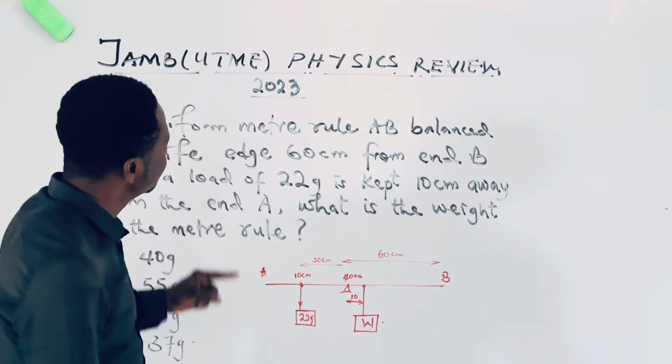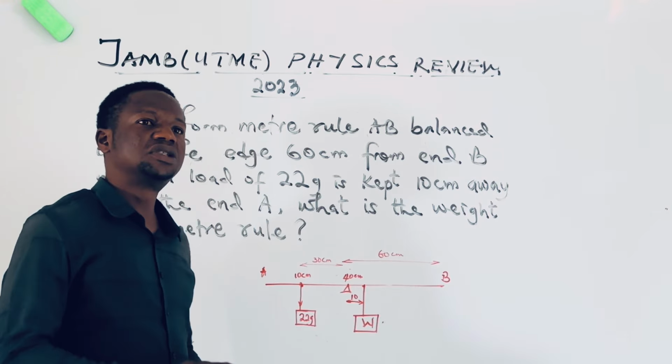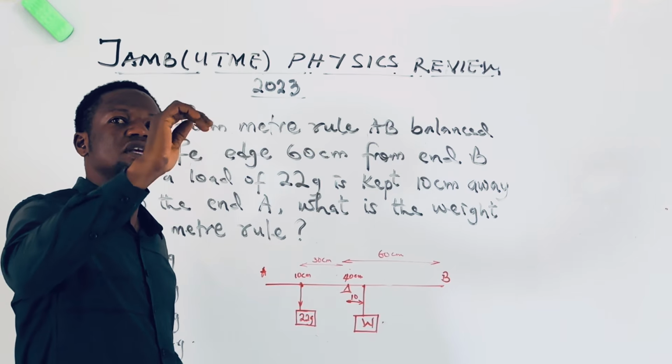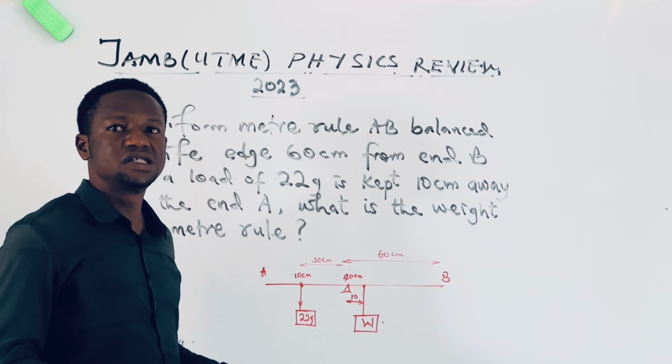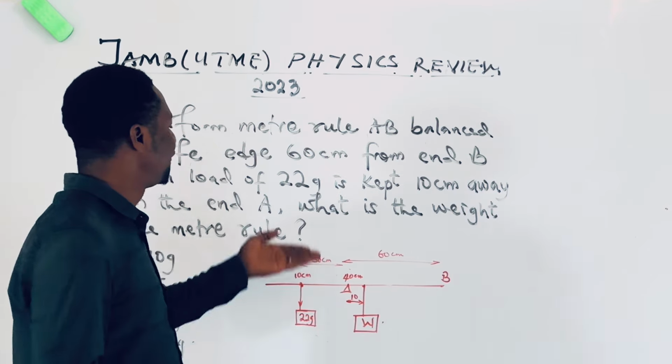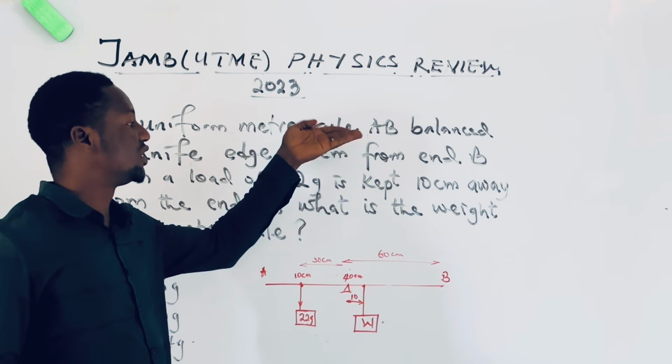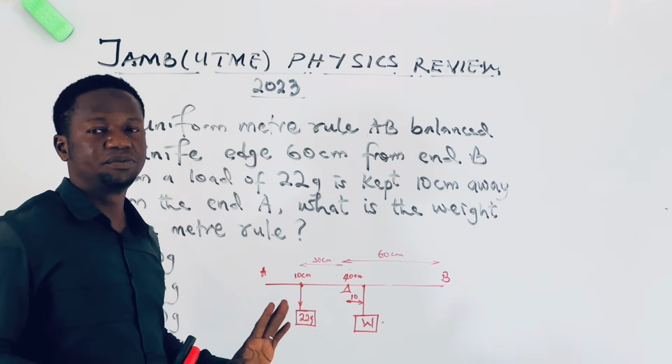One, with respect to forces, the total forces in one direction must be equal to the total forces in the opposite direction. So, the forces acting upward must balance with the forces acting downward for the body to be in equilibrium.